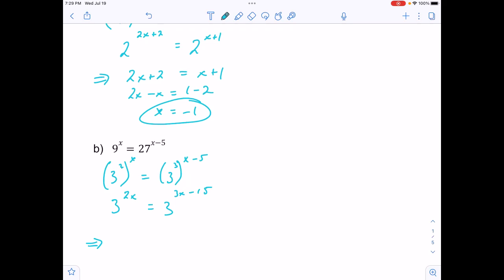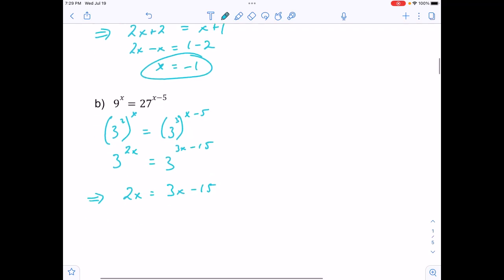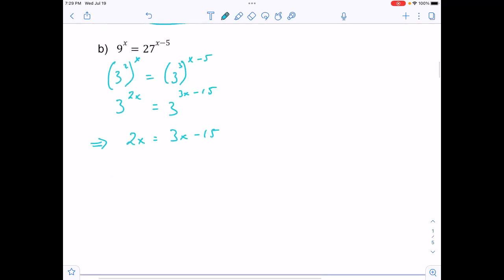I can jump to the exponents now. 2x must be equal to 3x minus 15. I'll bring my 3x over. 2x minus 3x will be negative 15. Negative x is negative 15, or x is 15. All right, pretty cool. We'll do a couple more.